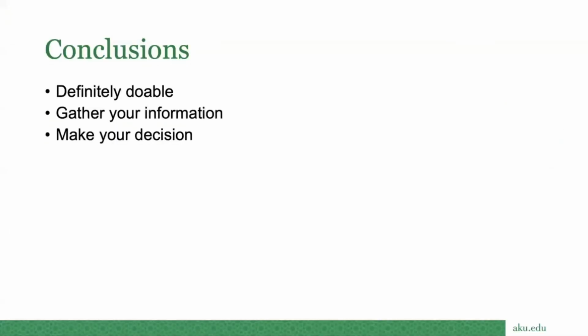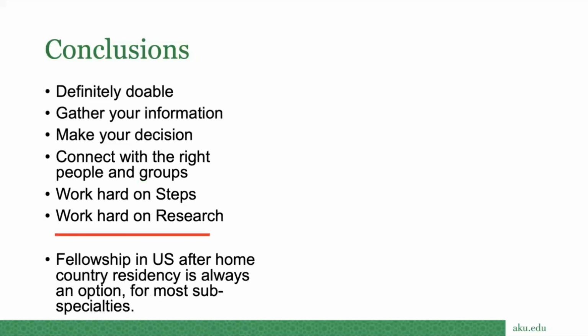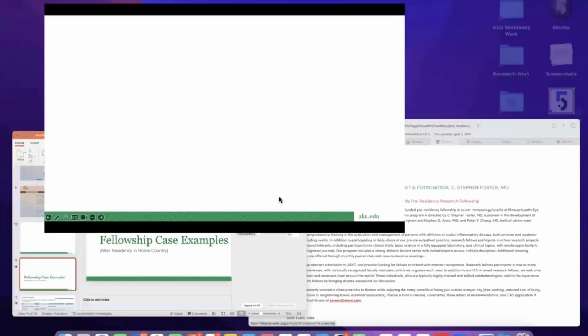So all of this is definitely doable, but you need lots of information. You need to make a decision. You need to connect with the right people. You need to work hard on steps, work hard on research. There is no shortcut here. For fellowship, you need to decide if you want to stay there or you want to come home. And it is definitely difficult, but ophthalmology is definitely worth it in the US.